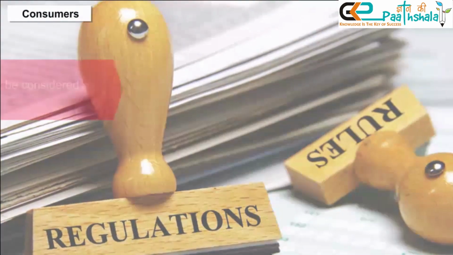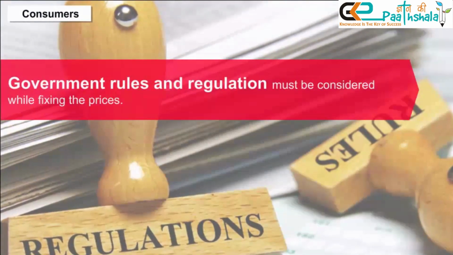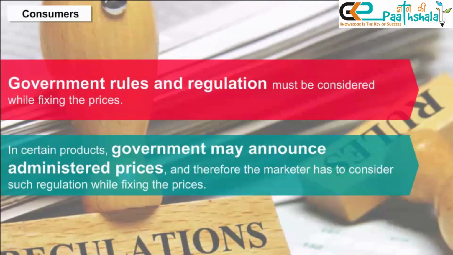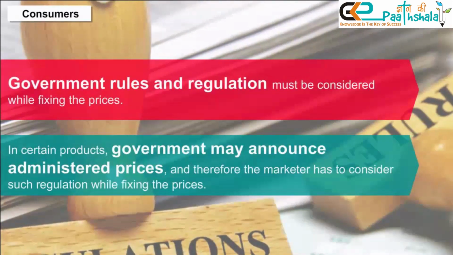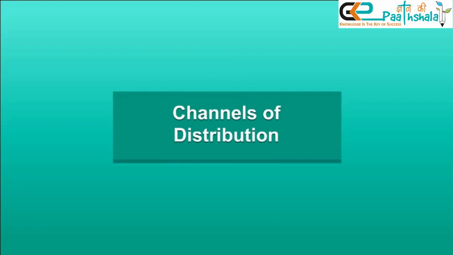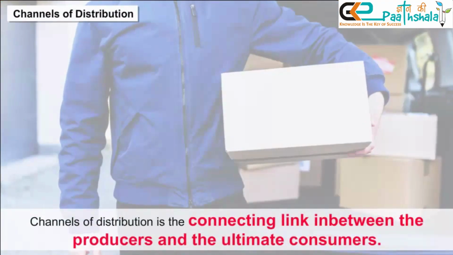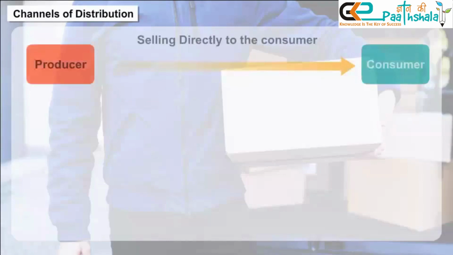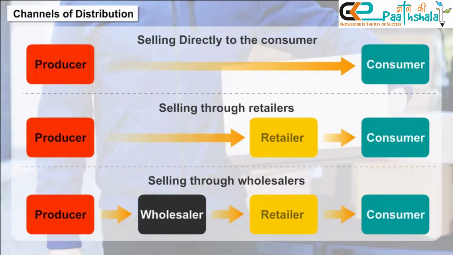Government control. Government rules and regulations must be considered while fixing the prices. In certain products, government may announce administered prices, and therefore the marketer has to consider such regulation while fixing the prices. Channels of distribution. Channels of distribution is the connecting link between the producers and the ultimate consumers. Depending on the nature of goods and the geographical area, the length of the channels will differ.